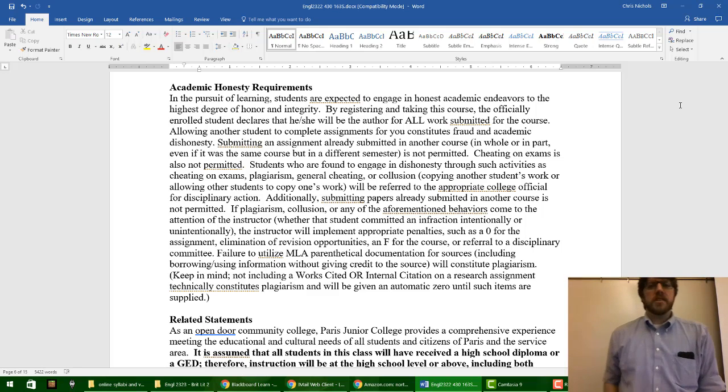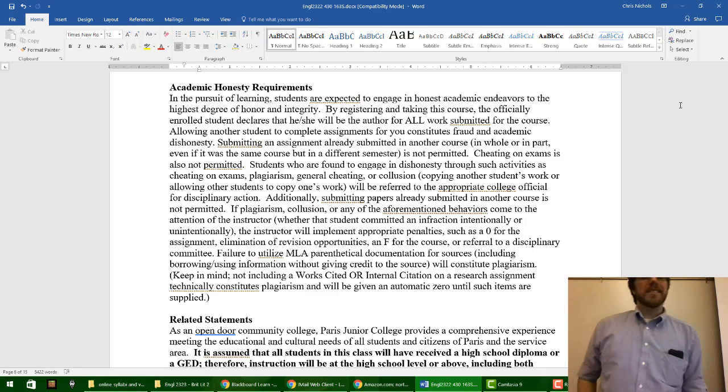Students who are found to engage in dishonesty through such activities as cheating on exams, plagiarism, and that's saying that somebody else's work is yours by copy pasting it and putting it in your stuff, general cheating or collusion, and that's copying other students' work or allowing other students to copy one's work, will be referred to the appropriate college official for disciplinary action.